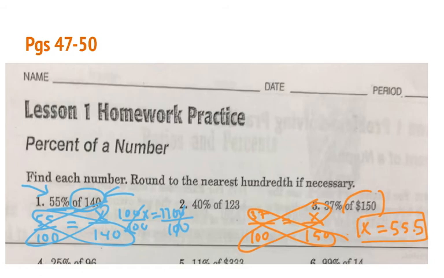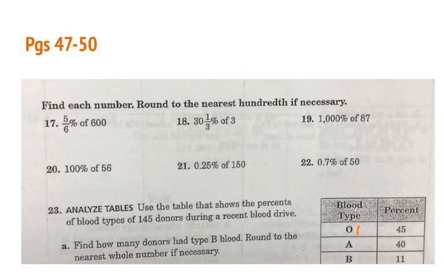37% is 55.5, and it looks like we're dealing with a money amount, so we would change that to a money amount, and it would be $55.50. So that's what I would probably write, 55.50. Okay. Apologize for my pen, it's not working the greatest today. We're going to go ahead and go to the next slide.